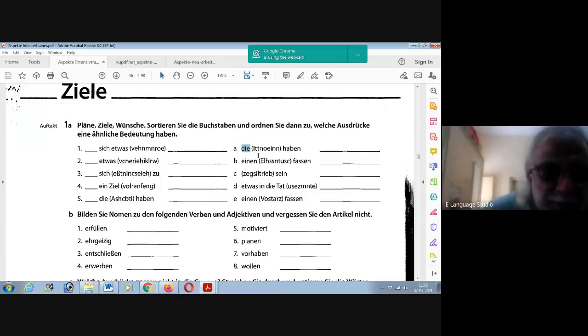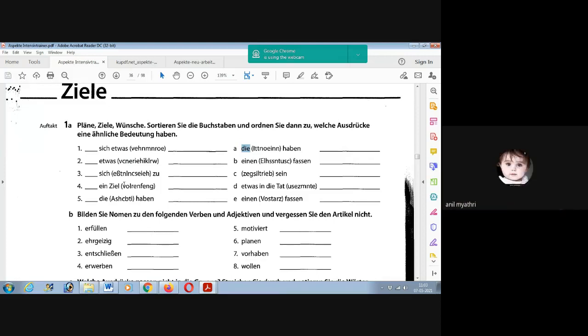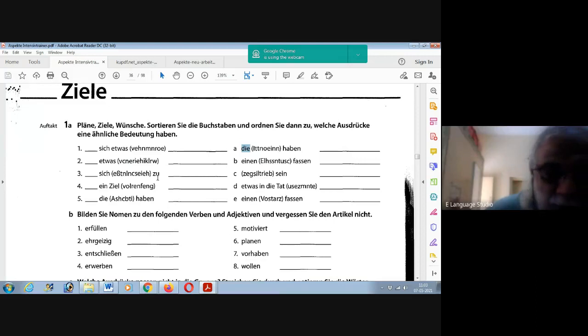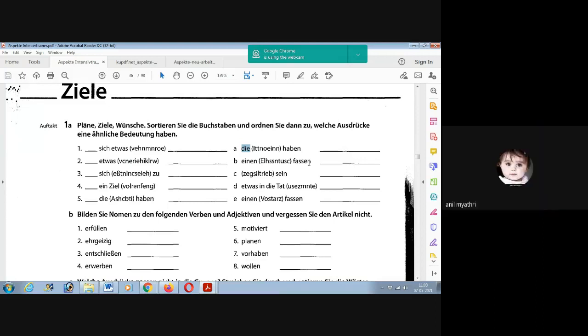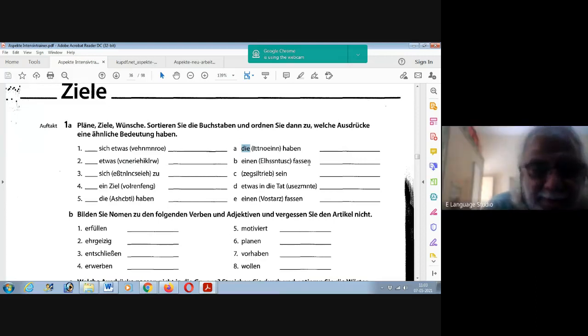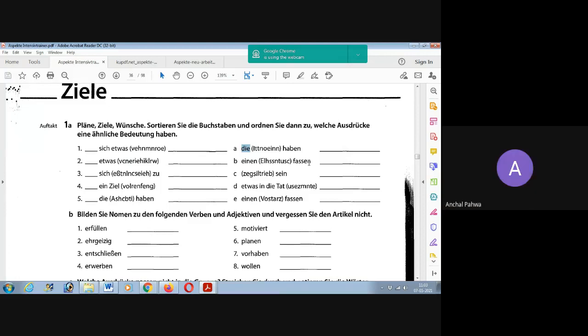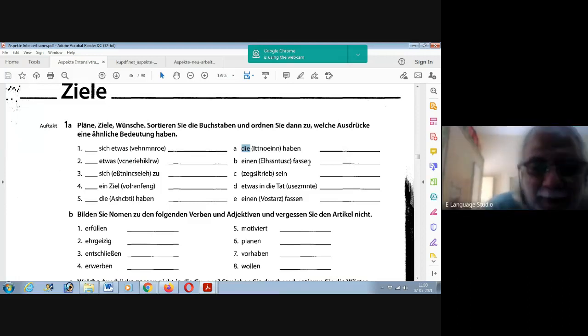Can you match this on the linken Seite? Entschluss. Entschließen. Sehr gut. Sich entschließen zu, einen Entschluss fassen. Was bedeutet Entschluss oder entschließen? Decide. To decide. Well done. So 3b, 5a, 3b.